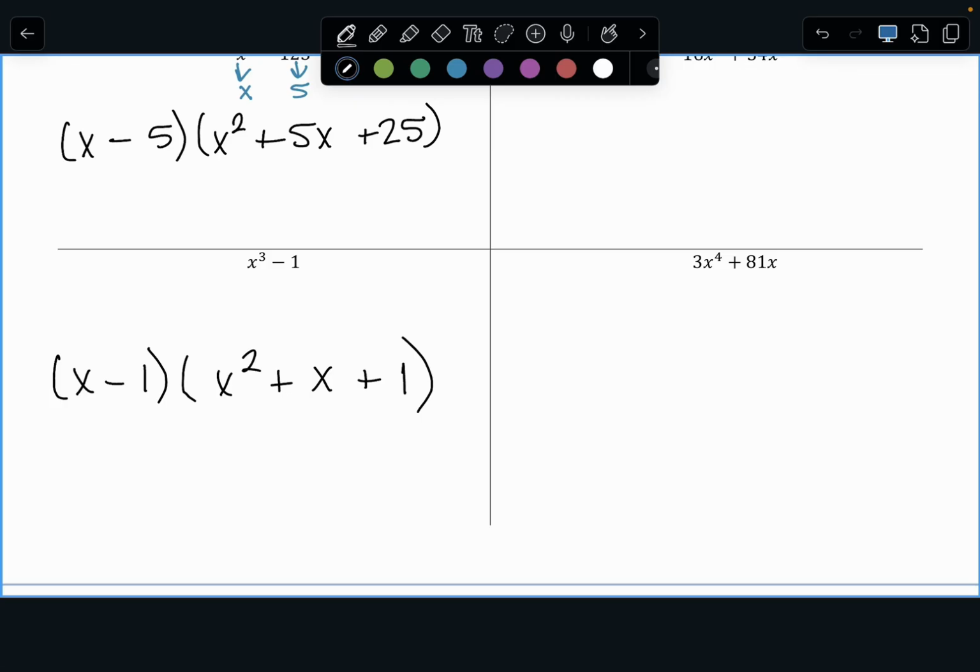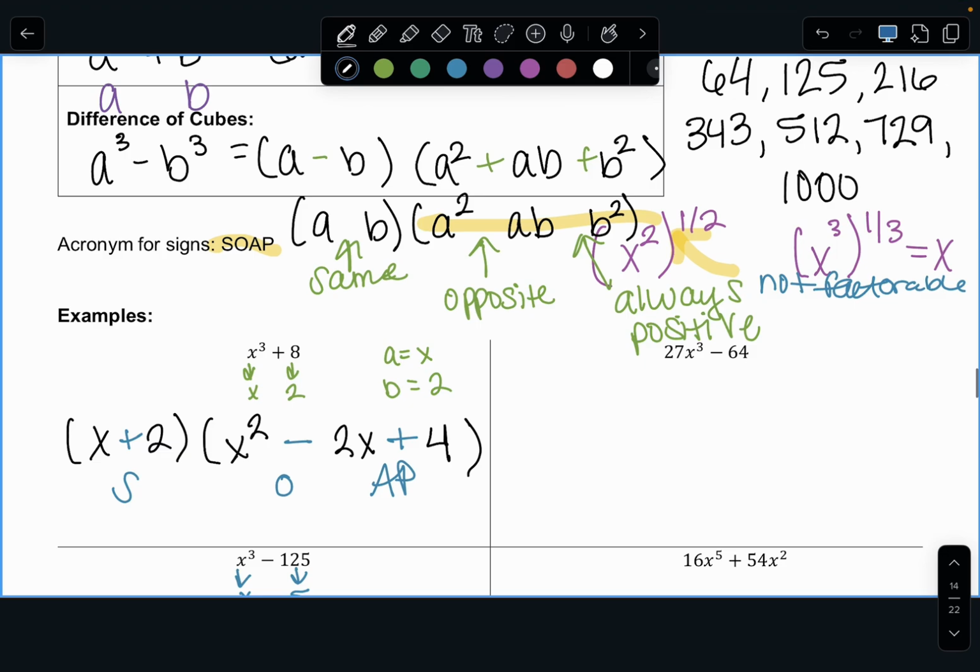Okay, so would you do difference of squares? Yeah, if this was like x squared minus 1, for sure. Okay, let's hop up to this one.